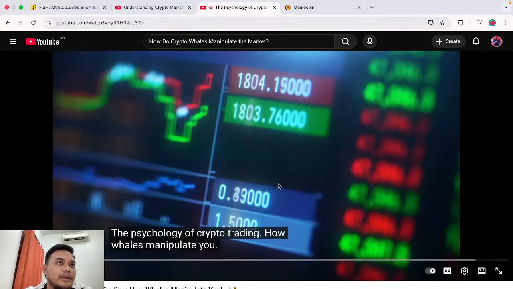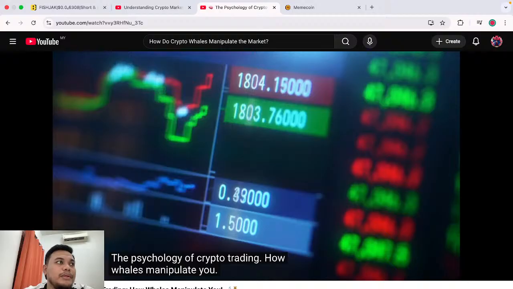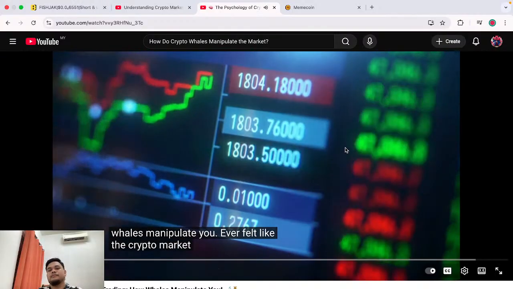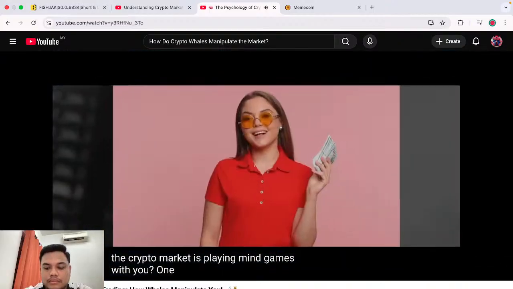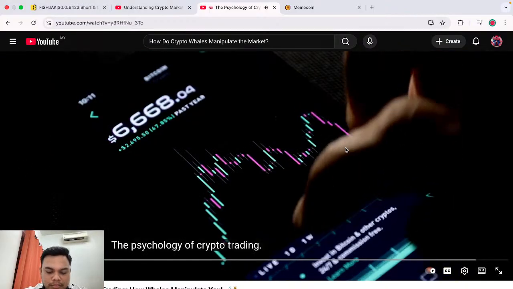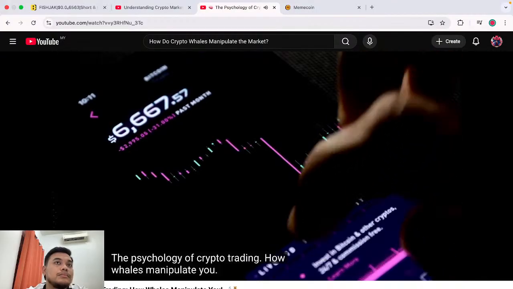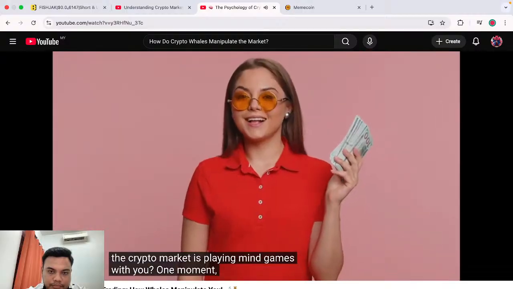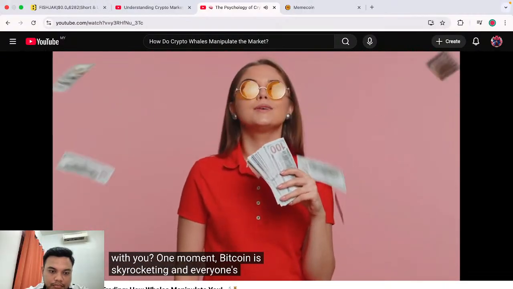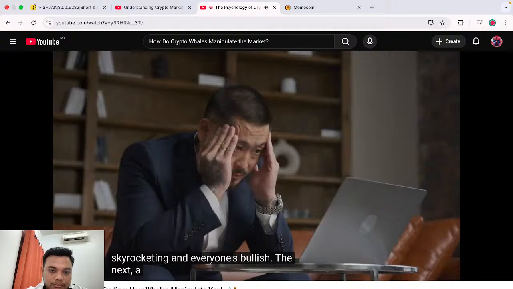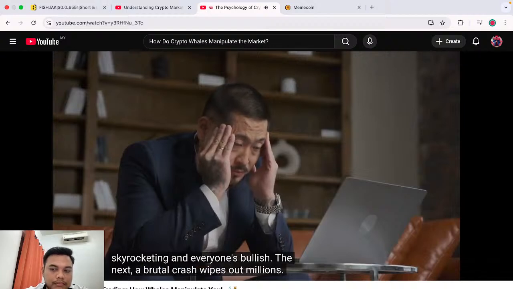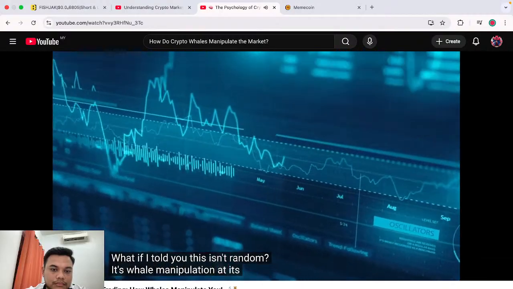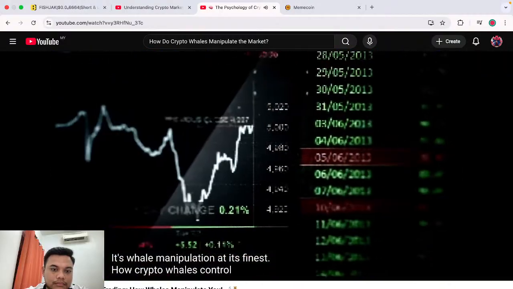This is the whales that we've been talking about just now. Ever felt like the crypto market is playing mind games with you? The psychology of crypto trading: how whales manipulate you. One moment, Bitcoin is skyrocketing and everyone's bullish. The next, a brutal crash wipes out millions. What if I told you this isn't random? It's whale manipulation at its finest. How crypto whales control the market.